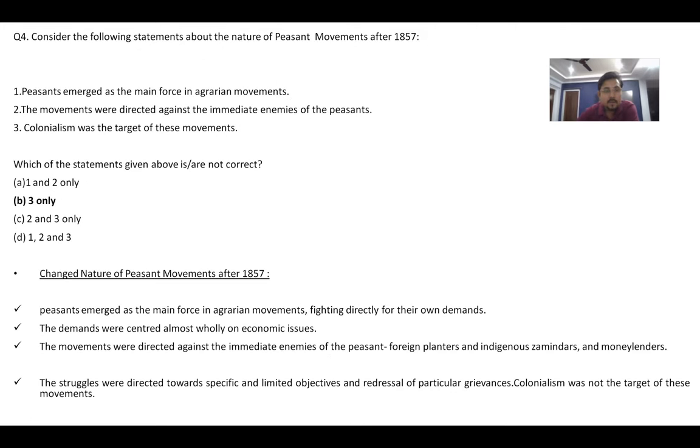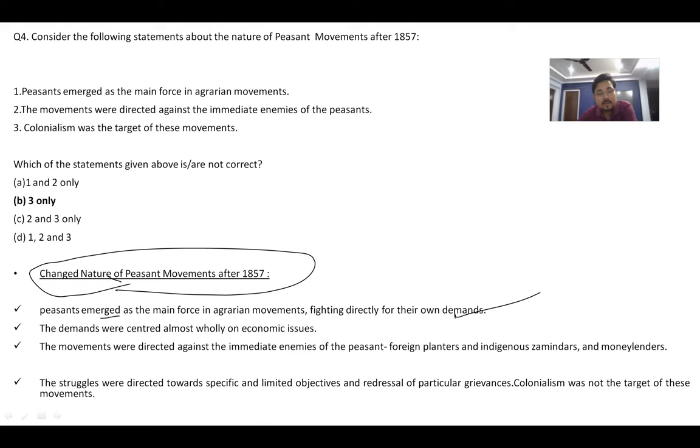Okay, regarding the nature of peasant movements after 1858, peasants emerged as the main force in agrarian movements, fighting directly for their own demands. The demands were centered almost wholly on economic issues. The prioritized issue was the economic issue.